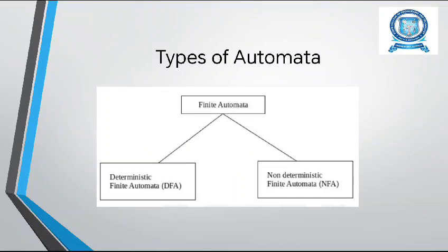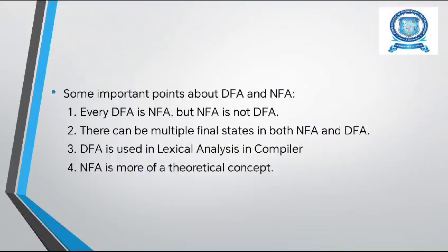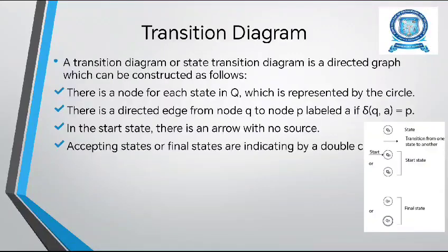Types of automata. Two types of finite automata are there. The first one is the deterministic finite automata and the second is the non-deterministic finite automata. Some important points about DFA and NFA: every DFA is an NFA, but an NFA is not a DFA. There can be multiple final states in both NFA and DFA. DFA is used in lexical analysis in compilers. NFA is more of a theoretical concept.